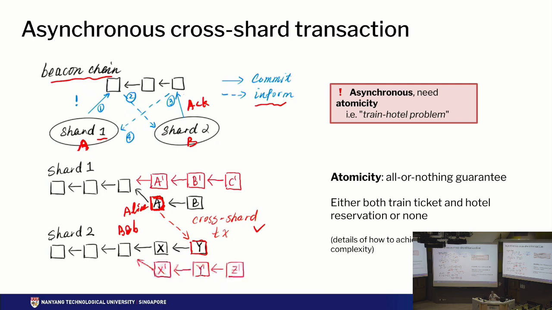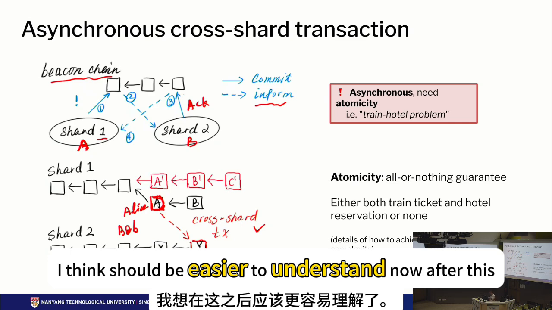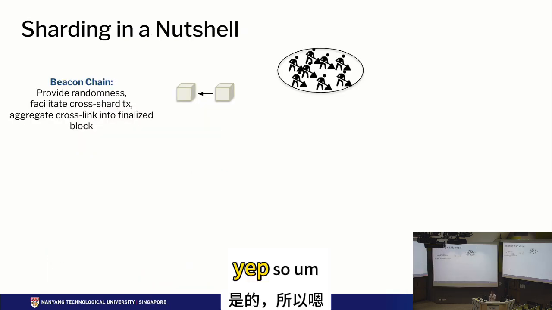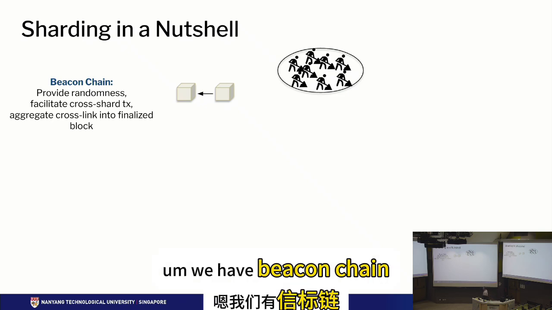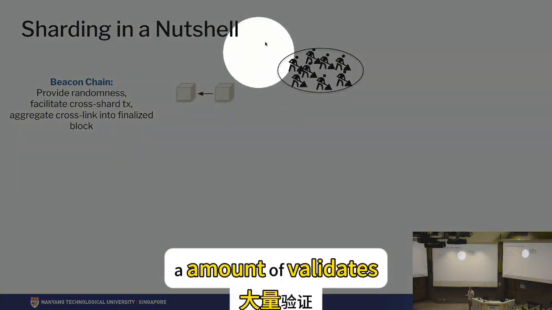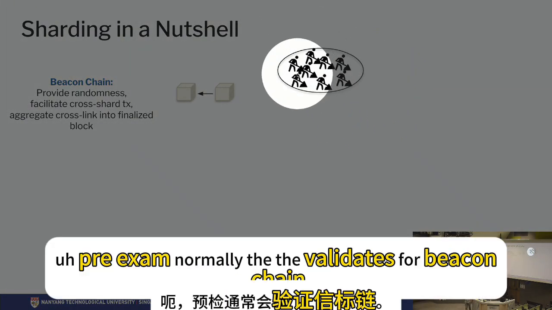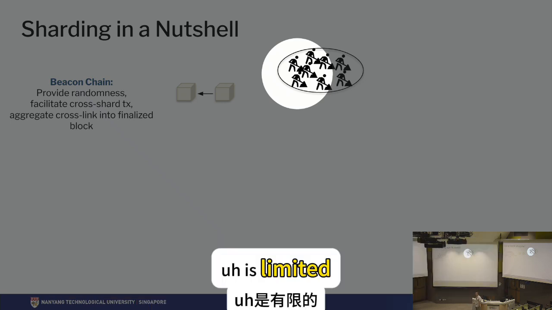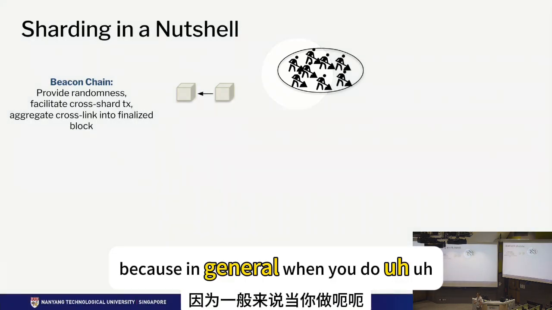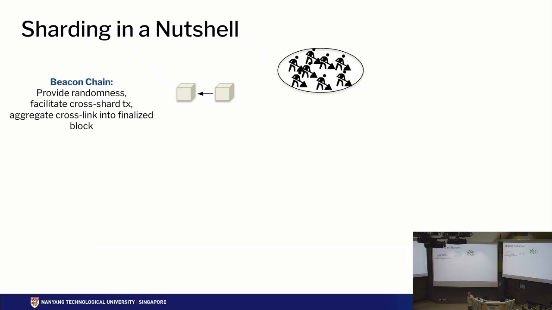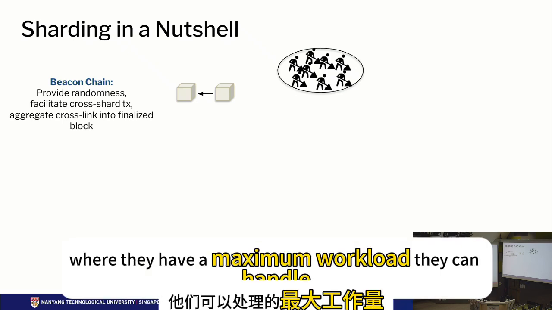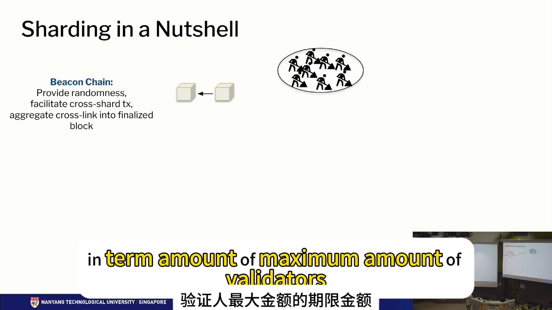Oh, good? Yeah, I think it should be easier to understand now after this. So sharding in a nutshell, we have the beacon chain. The beacon chain has a number of pre-assigned validators. Normally, the validator set for the beacon chain is limited because, in general, when you run a beacon chain, you use Byzantine fault tolerance consensus, which has a maximum workload it can handle in terms of the maximum number of validators.